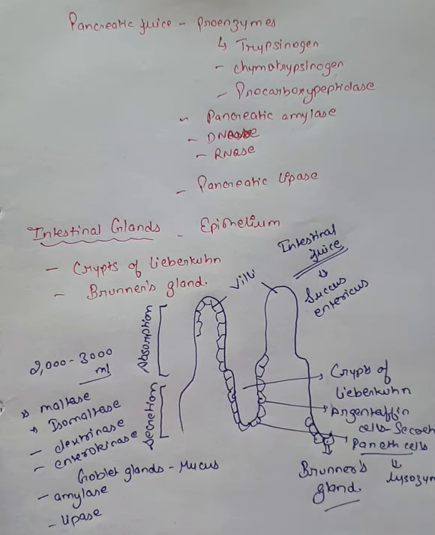So these are all the different types of glands present in our intestine, or you can say present in our alimentary canal, and later on we will discuss how the enzymes present in these glands act upon the food which we are consuming.